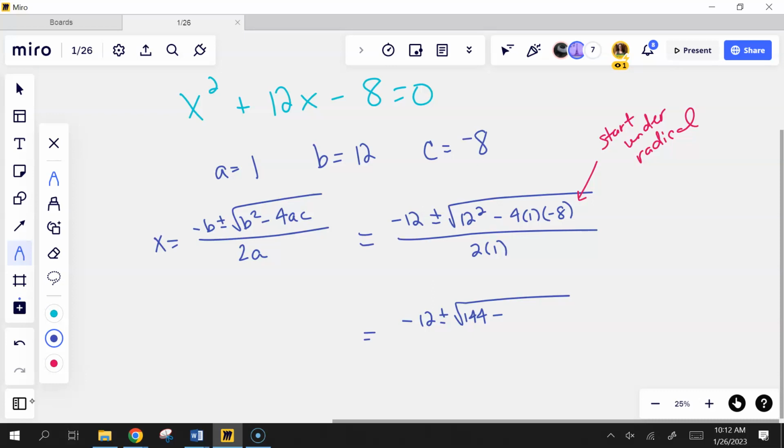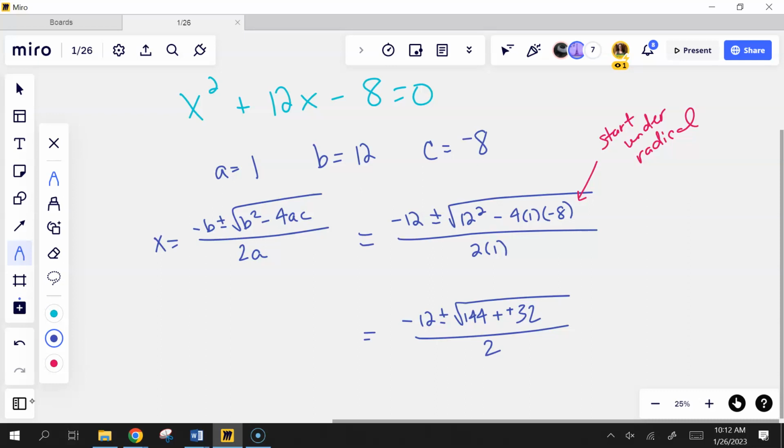4 times 1 times -8. Y'all can do this. 32, that's right. -32. So it is, you're exactly right. I wrote it all out, but this is going to be minus a negative, which is, see how I'm just staying right under that radical until I get it simplified?